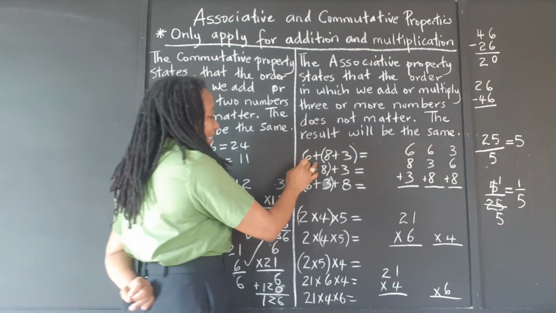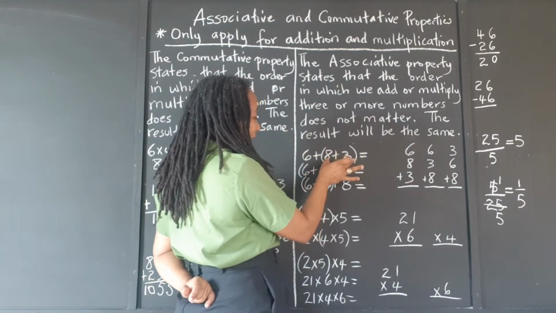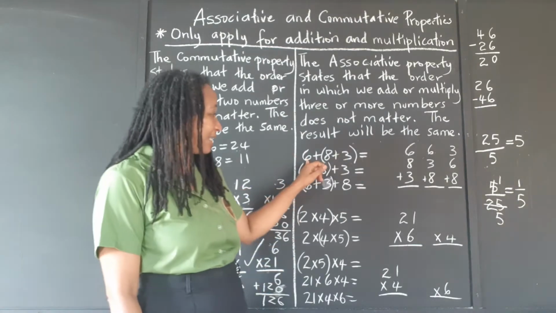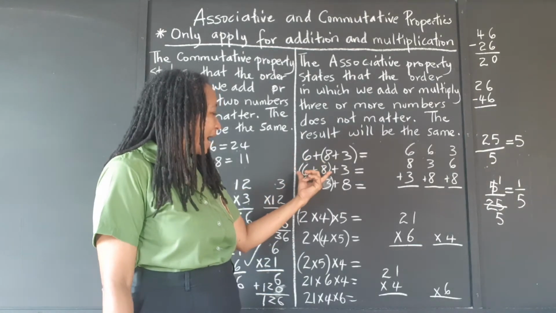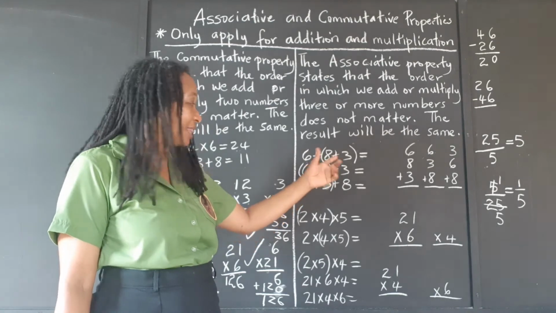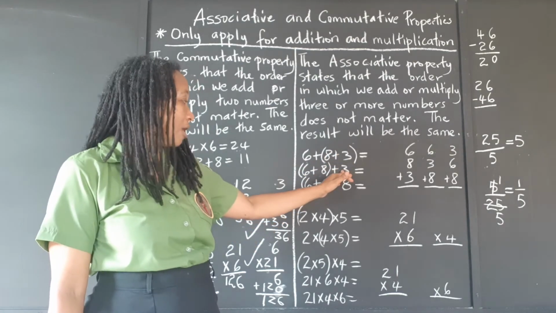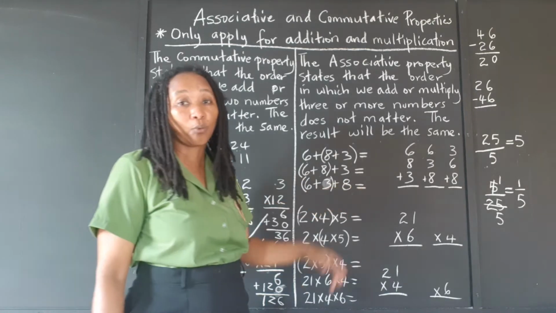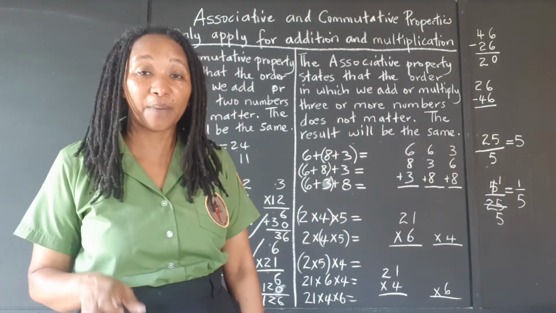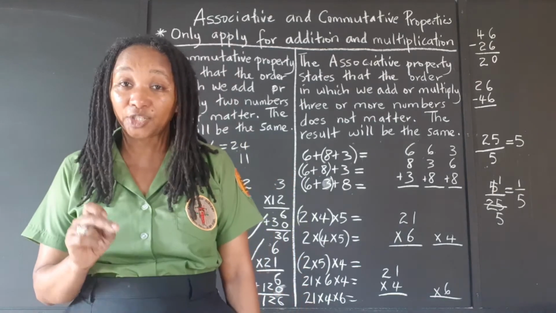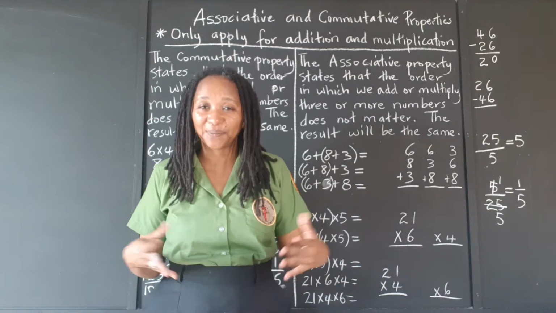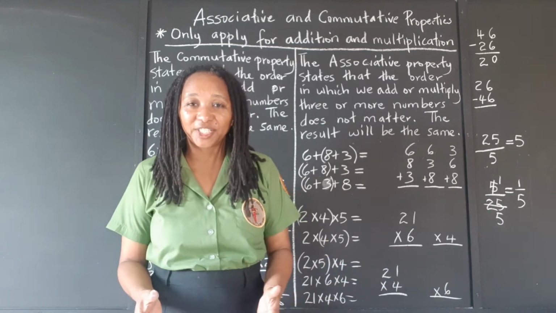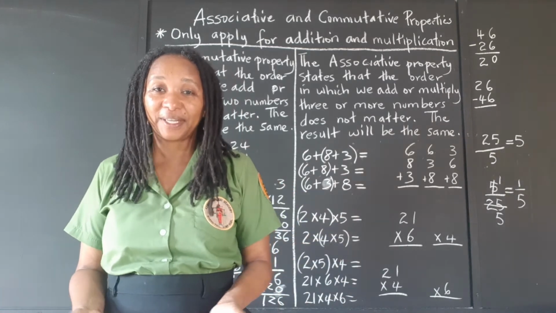So if we have 6 plus 8 plus 3, if we add the 8 and the 3 first, and then add the 6, or if we add the 6 and the 8 first, and then add the 3, or if we add the 6 and the 3 first, and then add the 8, we should get the same answer. Let's check it though. As scholars, as mathematicians, we love to check. Mathematicians get great pleasure in double checking.